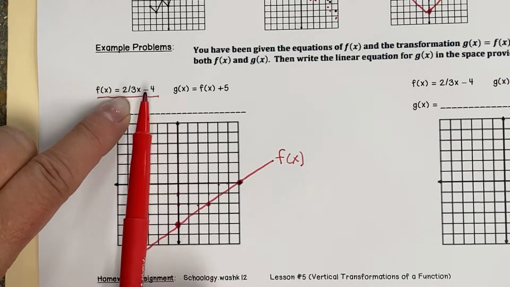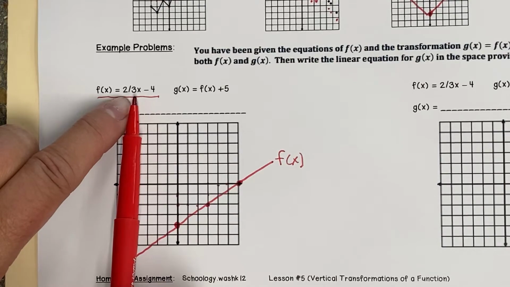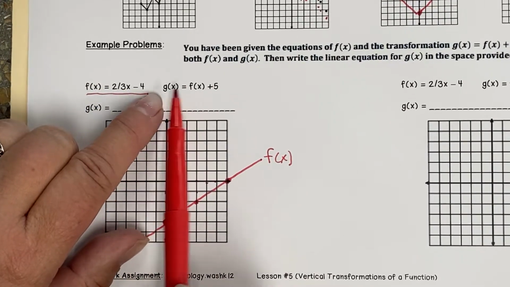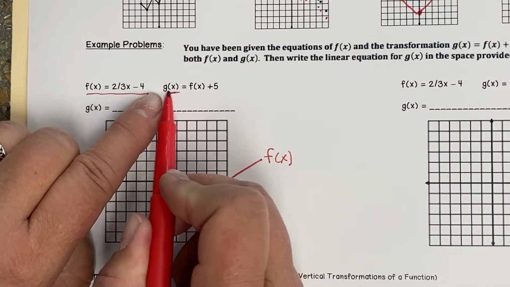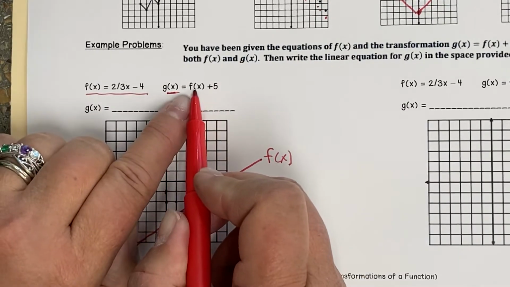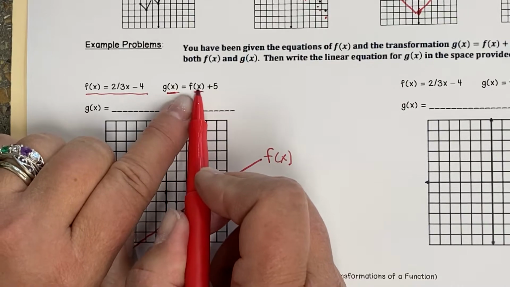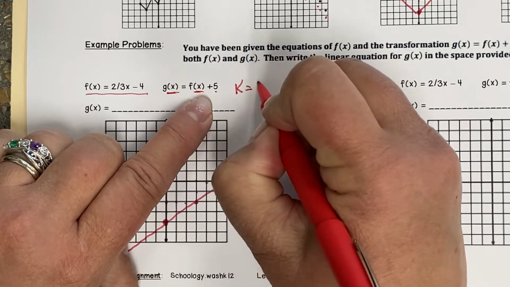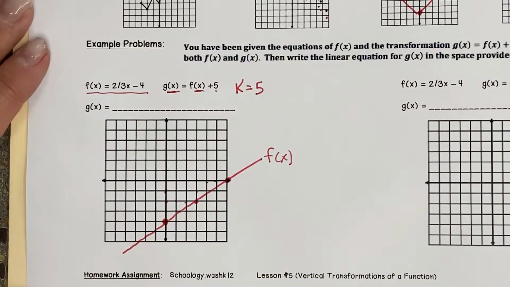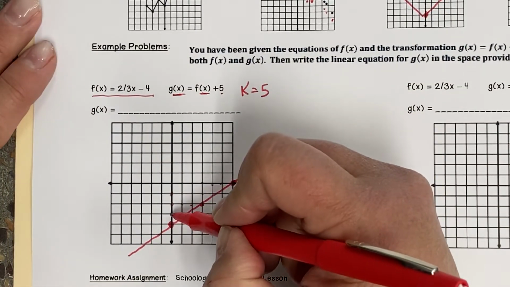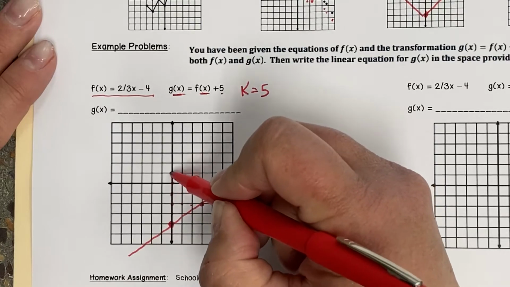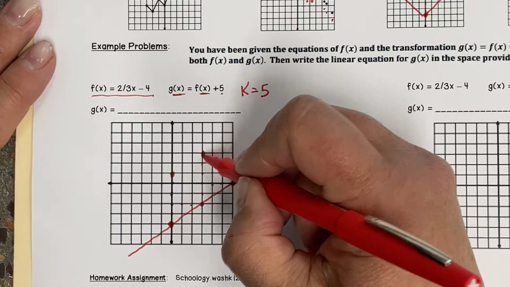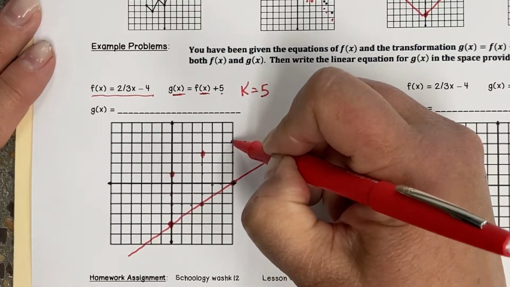So you're given this, and then you're given the transformation. This says our new function is going to be called g of x. You're going to take the old function, the one we just did, and you're going to move it up 5. So the k number on here equals 5. So I'm just going to take my points, 1, 2, 3, 4, 5, and move them up.